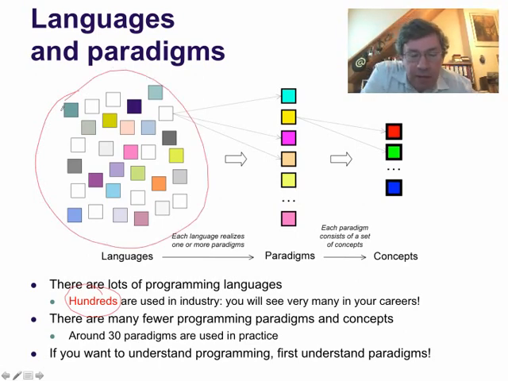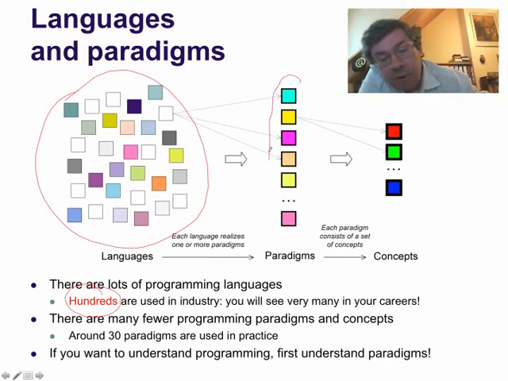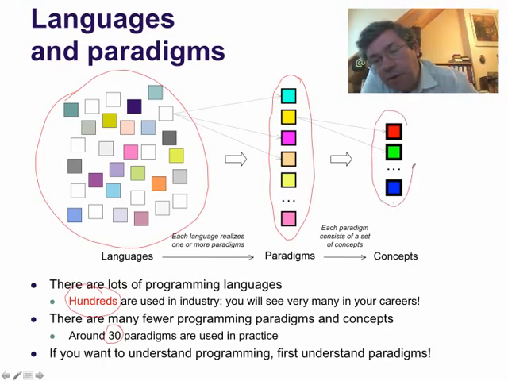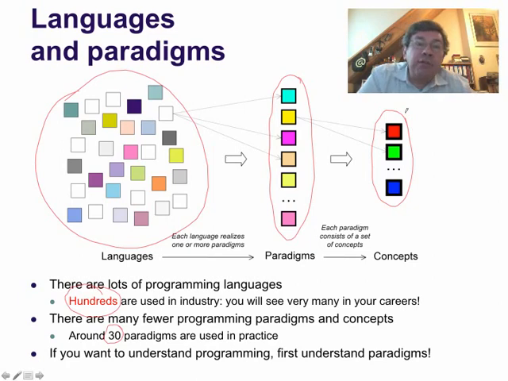But in fact, there are many fewer programming paradigms. The number of programming paradigms is much, much fewer because many languages implement or realize the same paradigm. So in fact, only around 30 different paradigms are used in practice. And each of these paradigms consists of a set of programming concepts. So the number of programming concepts is also a little bit less than the number of paradigms. But both the number of paradigms and the number of concepts is fairly small.